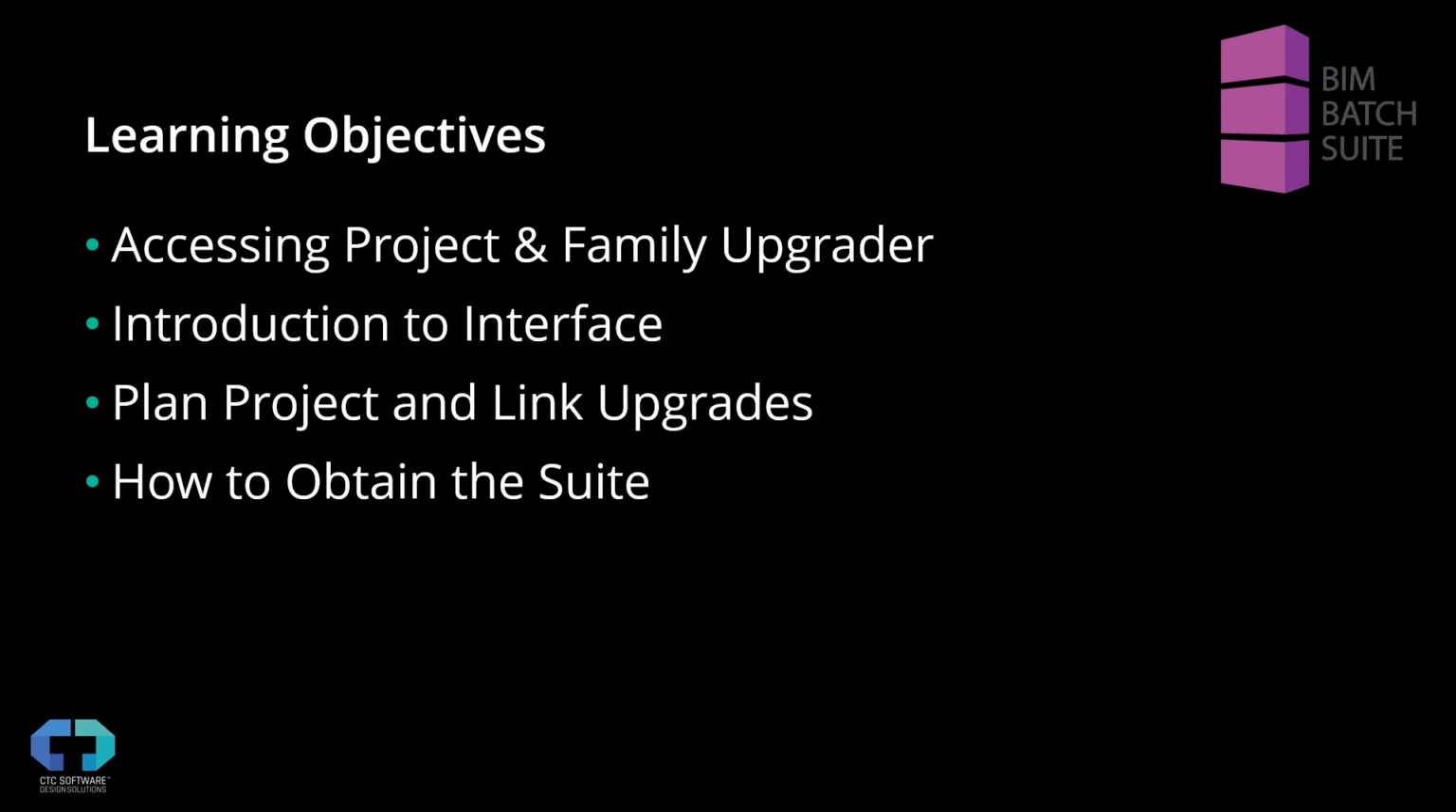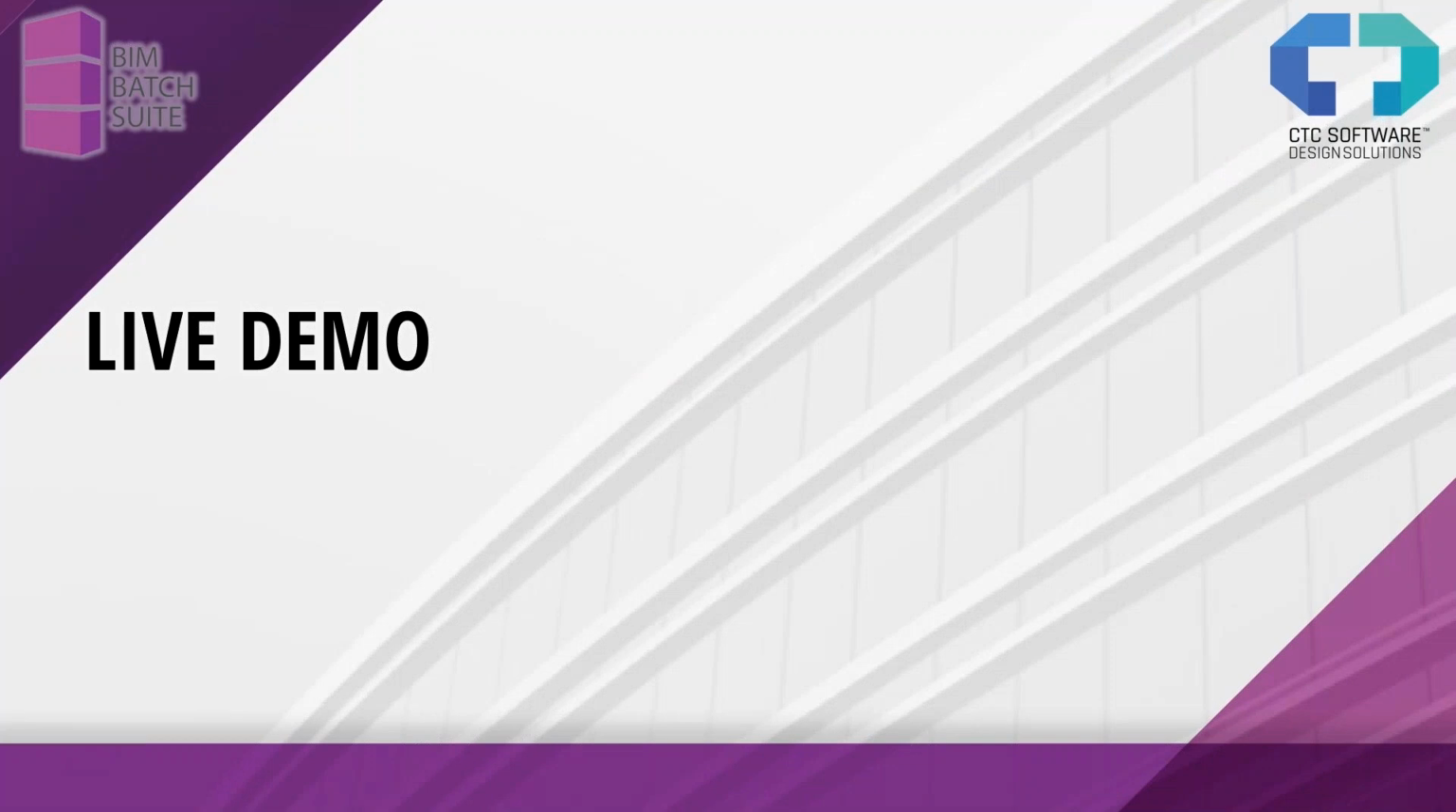We're going to go over a couple of things here. First of all, how do you get access to the Project and Family Upgrader once it's installed? Where do you find it? We're going to take you through the basic interface, and we're going to look at how you can set up and plan for a project and link upgrade workflow. I'll also talk a little bit about the family upgrade process. That one's much more simplistic in its function because families are just open and save with an audit, but this tool can do it in an automated way. And at the very end, I'm going to show you how you can get your hands on this suite of tools. So with that, let's jump live into Revit.